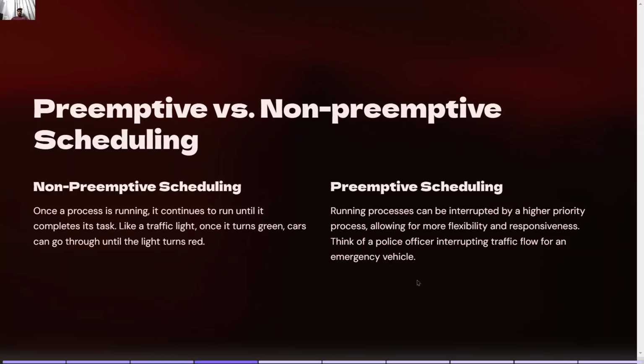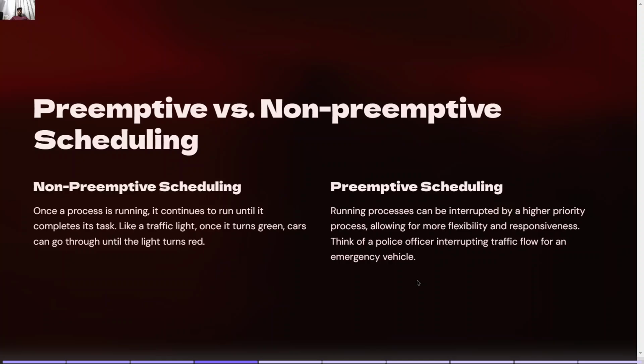Next comes preemptive and non-preemptive scheduling. Preemptive scheduling means a higher priority process can interrupt and take over the CPU from the currently running process. It ensures better responsiveness and is ideal for real-time systems but may cause overhead due to the frequent context switching. Examples include round robin and priority scheduling.